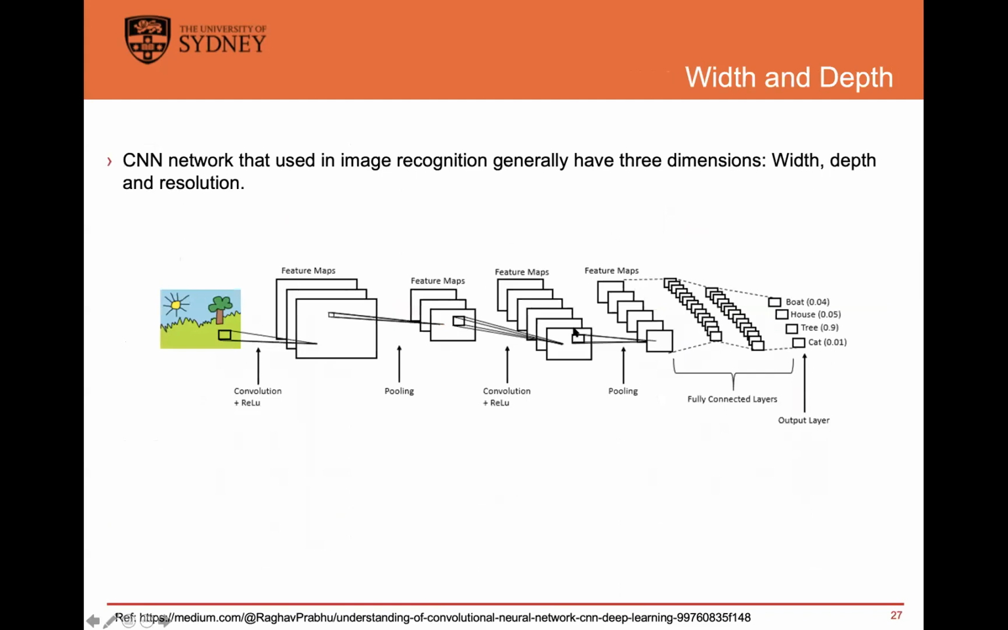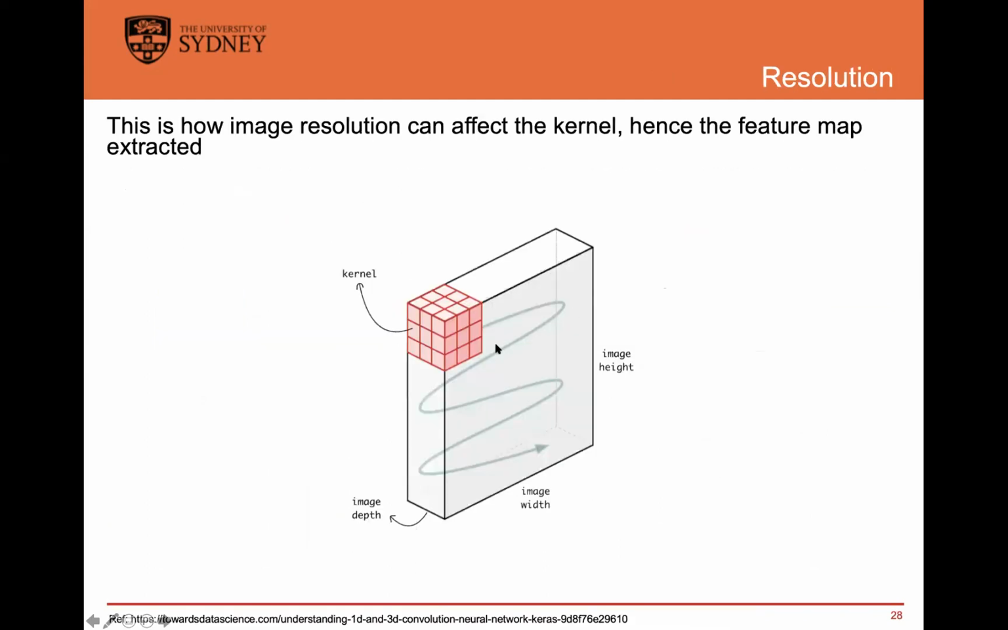So obviously this is the convolutional chains. You usually have 3 dimensions: width, depth, and resolution. If you look at this, that's how the image is. This is the resolution basically. The image width, image height, and the image depth give you the resolution of your picture. The depth can be thought of as channels.